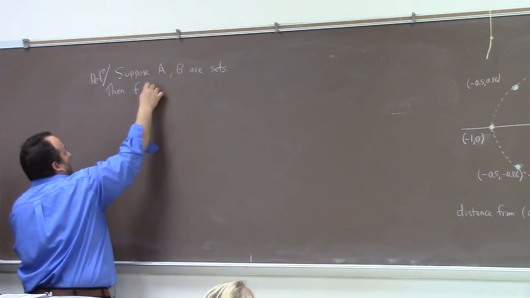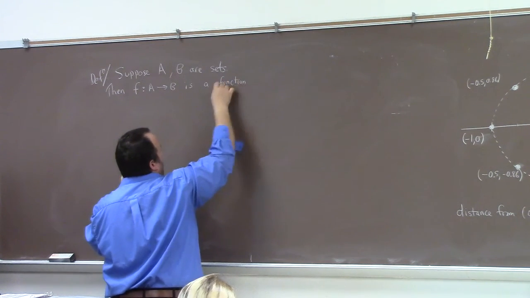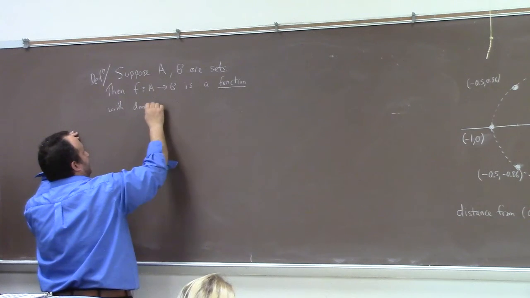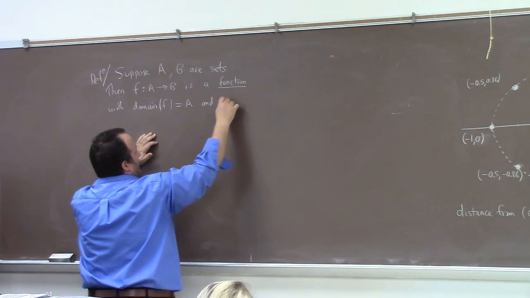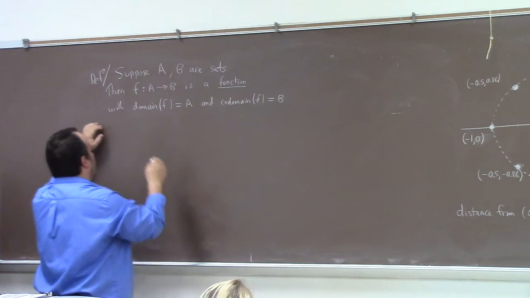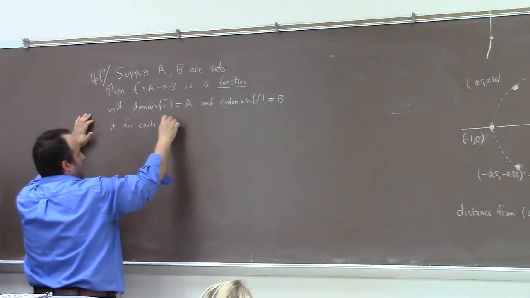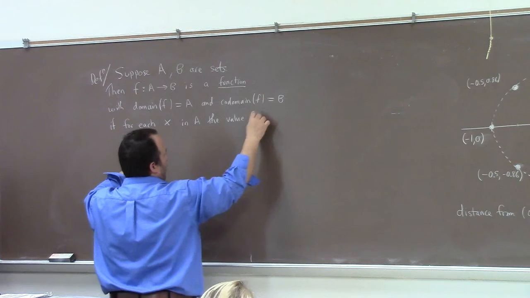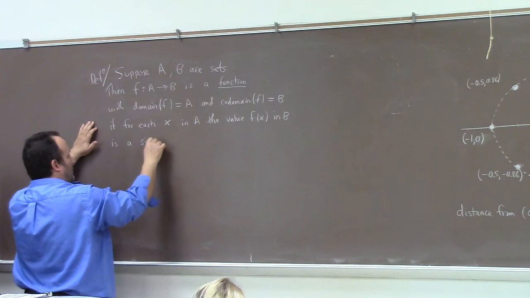Then f from A to B is a function, all right, with the domain of f equal to A and codomain of f equal to B if for each x in A, the value f of x in B is a single element.